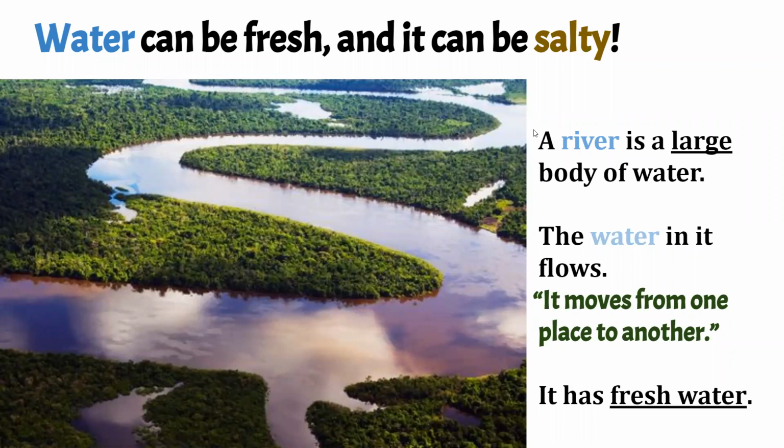Yes, rivers can have salty water because they flow into what? Into seas and oceans. And as you have to know, oceans and seas don't have fresh water. They have salty water, okay? So rivers can have fresh water and salty water. What is the difference between a stream and a river? The river is a large body of water and the stream is a small body of water.